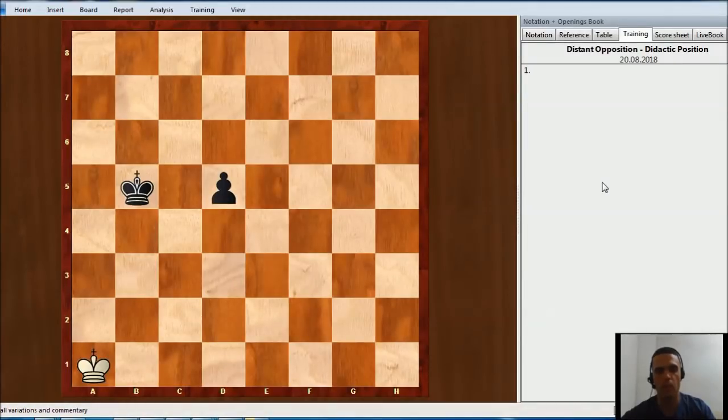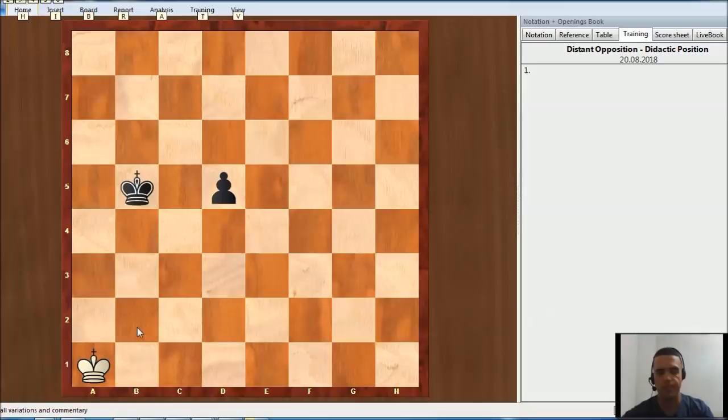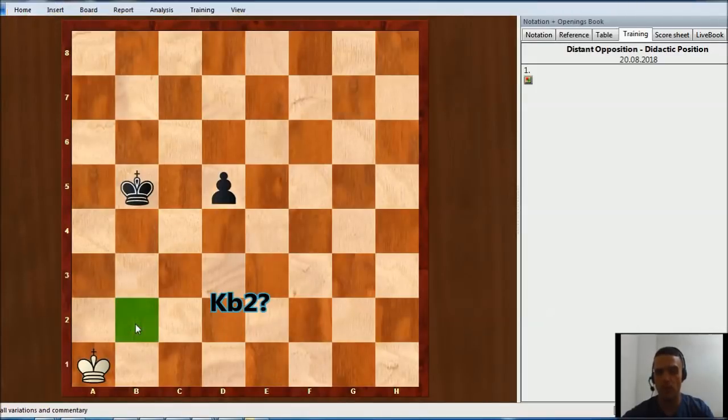In this position, it is white to move. White is going to get a draw if they play well. The right move is going to be king b1, taking distant opposition. As you can see, there will be an odd number of squares between both kings. King b2 could be a mistake, because then black could play king b4, taking the opposition and winning the endgame.